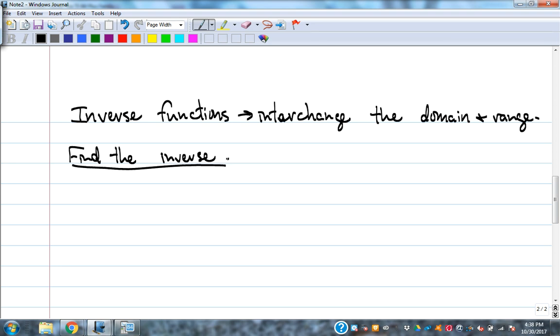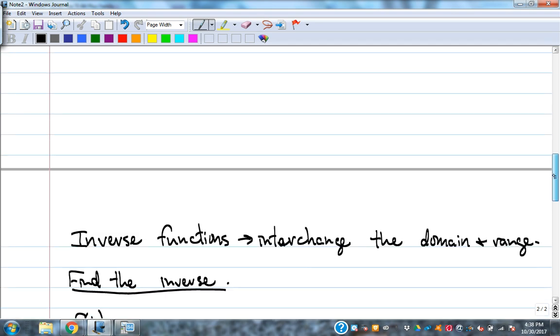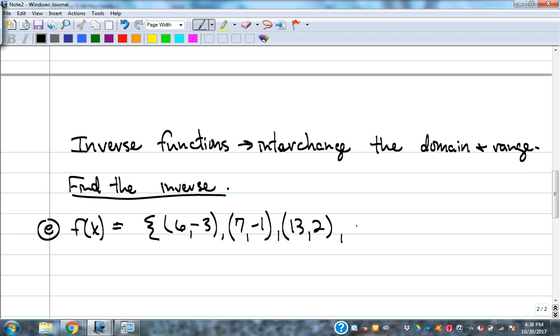We're going to find the inverse of a function. Let's say we have a function, and it's a list of ordered pairs. We'll start with something real simple like that. (6, -3), (7, -1), (13, 2), (-8, 5).